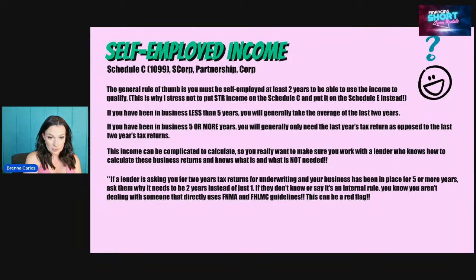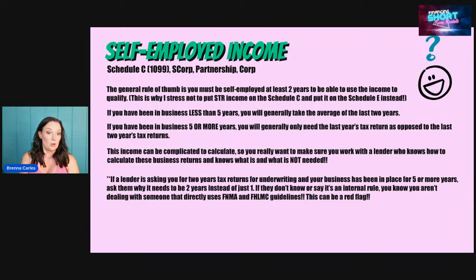The general rule of thumb is you must be self-employed at least 2 years to be able to use the income to qualify. This is why I stress to you all not to put your short-term rental income on a Schedule C and put it on a Schedule E instead, because again, we'll go through this in this slide. Schedule E only requires 1 year as opposed to 2. Here is the general rule of thumb. If you have been in business less than 5 years, so your business start date, you will generally take the average of the last 2 years.